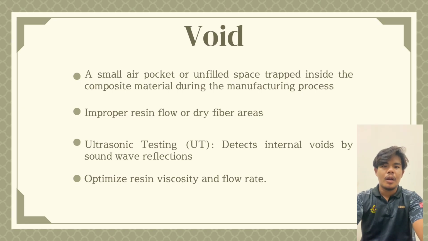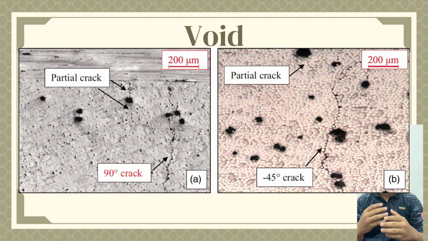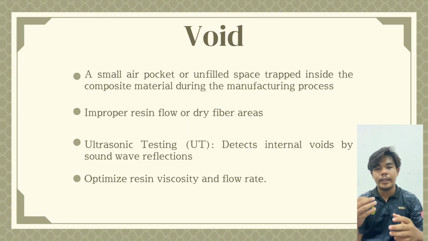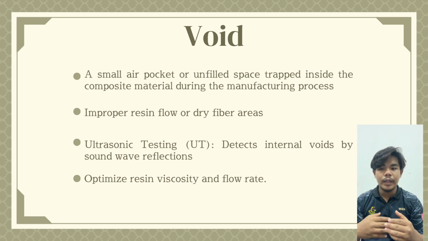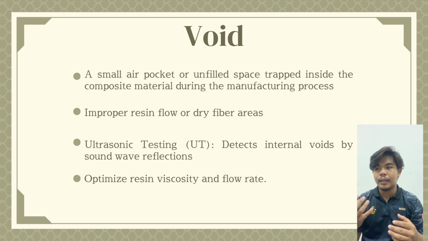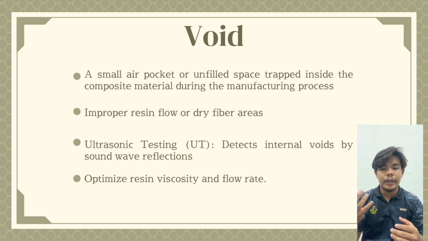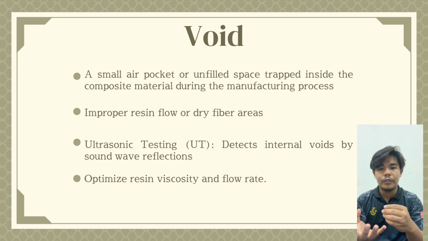Next is void. What is void? Void is an air trap, or what we know as a bubble, trapped in the manufacturing process of a composite object. It is caused by improper resin flow or dry fiber areas, where the dry fiber at a certain part is not covered by the matrix, so that part is filled with air.